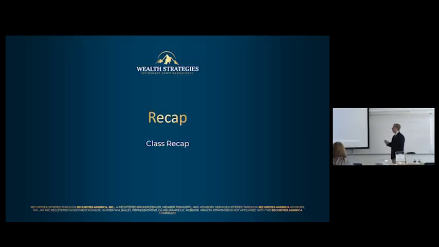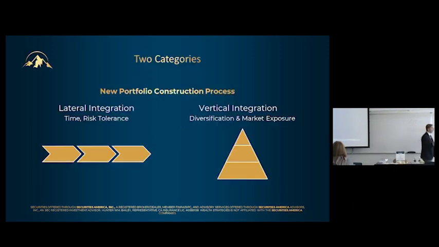So let's go over a recap of everything that we talked about today. Firstly, we talked about our lateral integration. So using time, like we mentioned over and over again, using all that time that we have to adjust our risk tolerance up and down, see how much time we have left. And usually what that means is how much more we're putting into equities versus bonds. The more equities, the more risk. Using vertical integration, diversification of market exposure to get ourselves spread across assets and make sure that we're not taking too much individual risk from any given company.